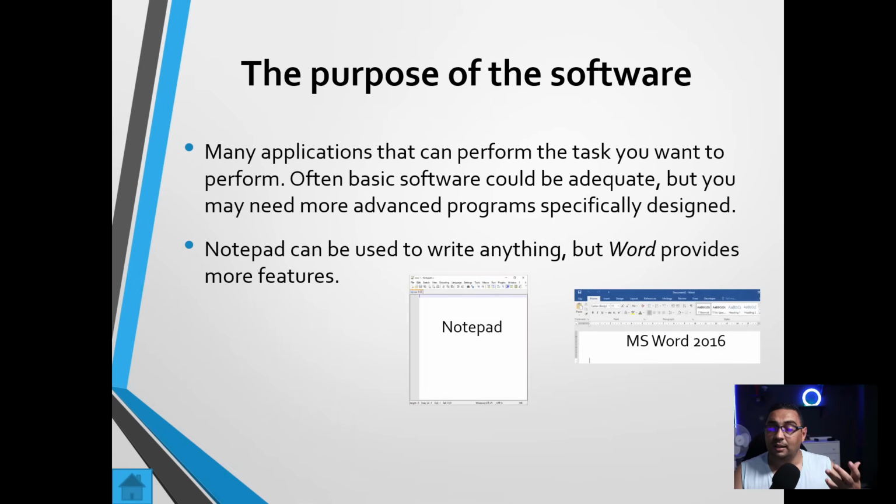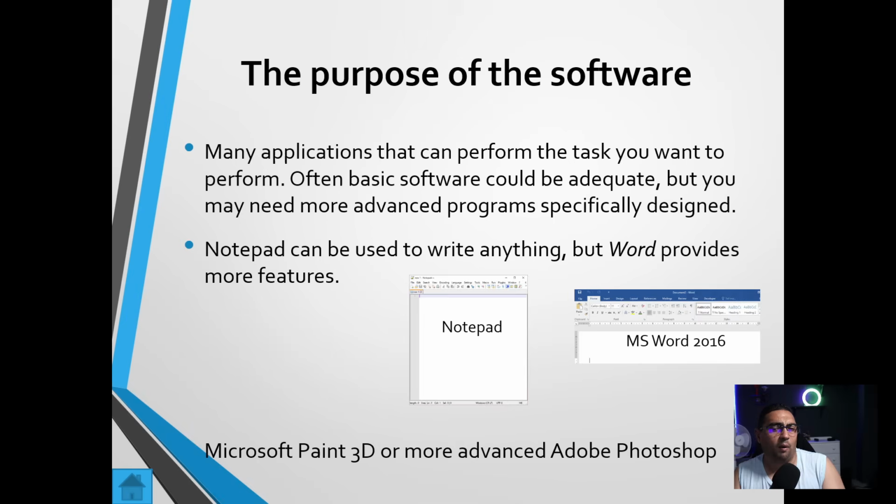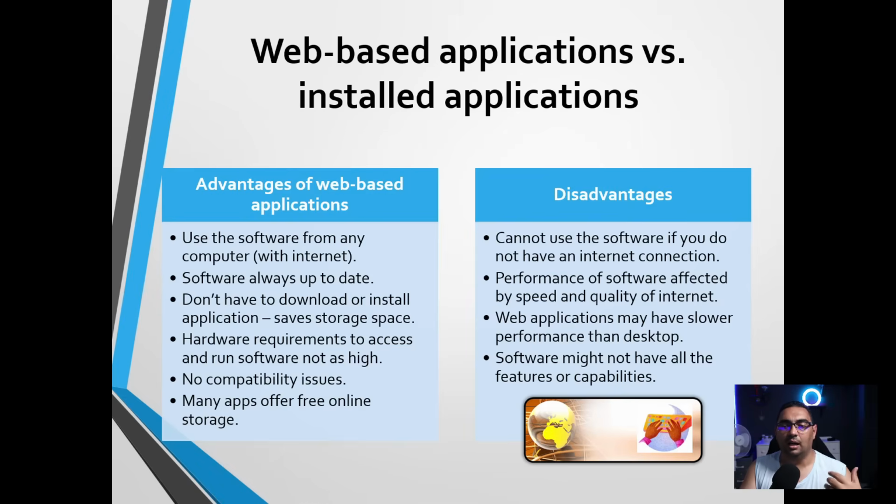Notepad, for example, can be used to write anything, but Word gives you more features. Okay, so that's a reason why you'd be using Notepad, or a reason why you'd be sitting using Word. You might want to use Photoshop because you have a need to do those things, right? We have, this is very important, your web-based applications versus your installed applications.